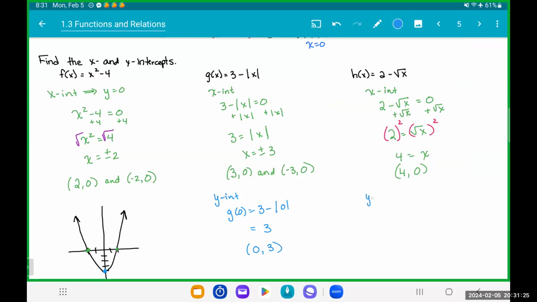Last one is our y-intercept. And so for this one, we're going to say h of 0 is equal to 2 minus the square root of 0. Square root of 0 is 0, so that is 2. So when my x is 0, my y is 2.